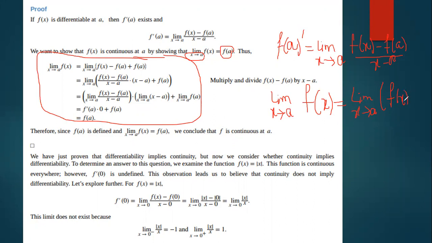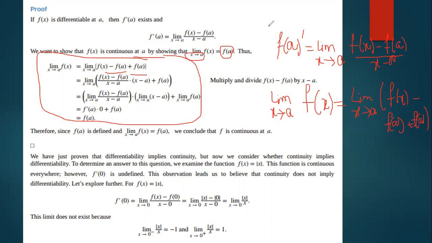Now in this step I have to subtract and add f of a. Why adding? Because it helps to find the solution. Minus f of a and plus f of a has no net effect on my system, so I add minus f of a plus f of a. Now we have to find the differential. This is the differential, f of x minus f of a, so I apply the limit on this.